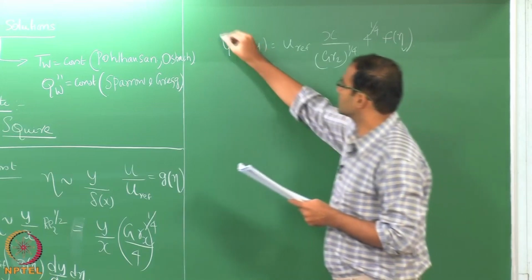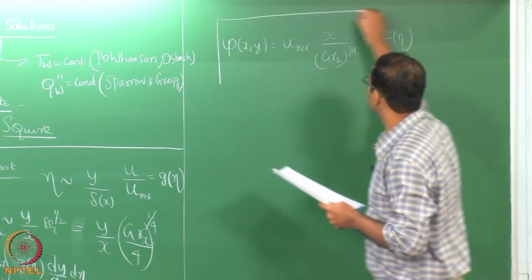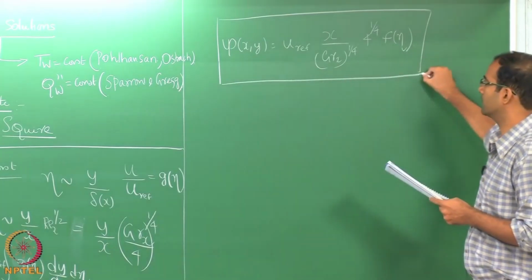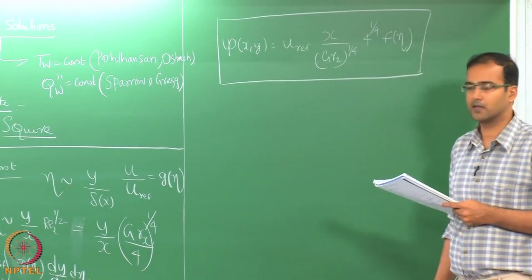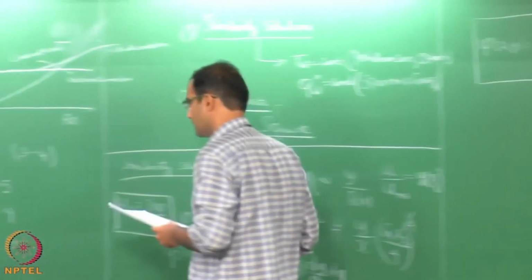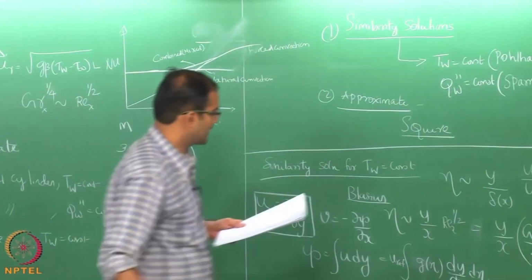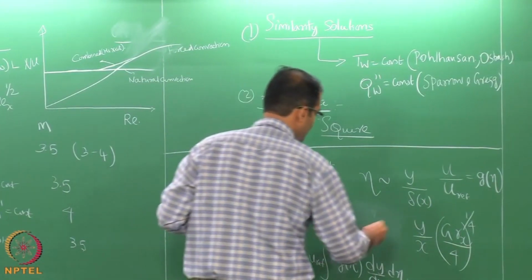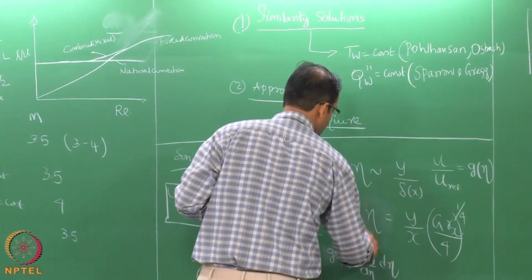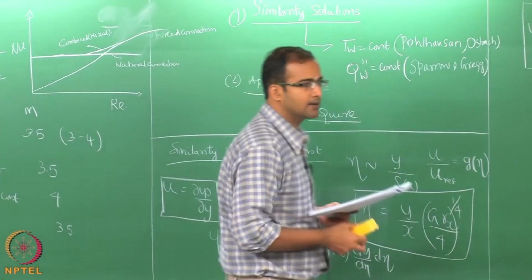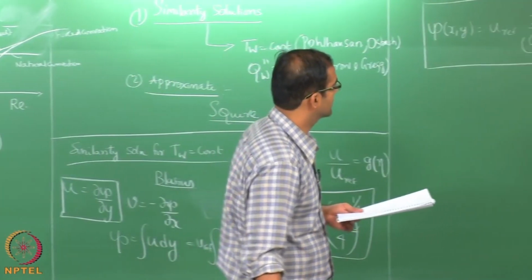So, therefore, this is your transformation of the flow field from the x y coordinate to an eta coordinate. This is your transformation from x y coordinate to eta coordinate through the similarity variable. So, this is your similarity variable and this is the corresponding transformation of the flow field.